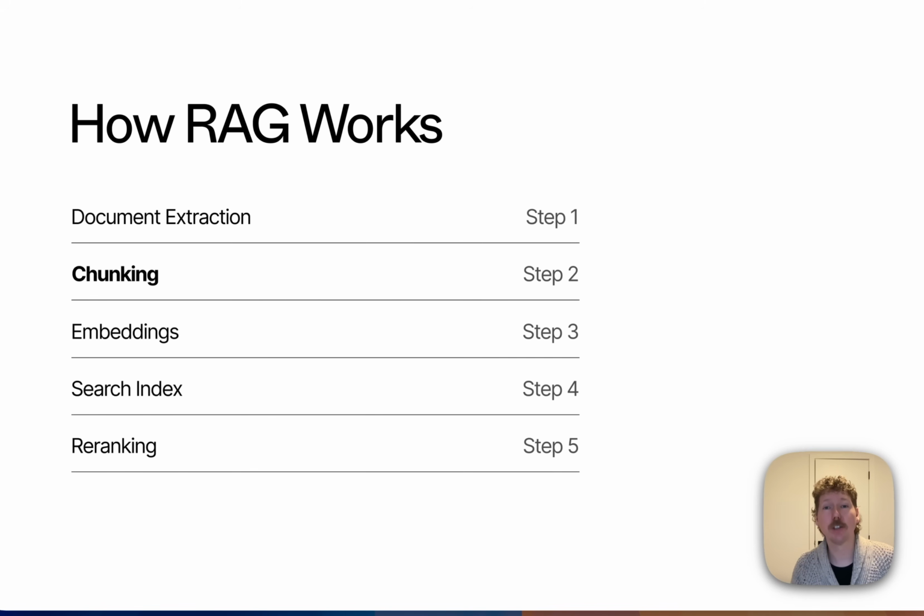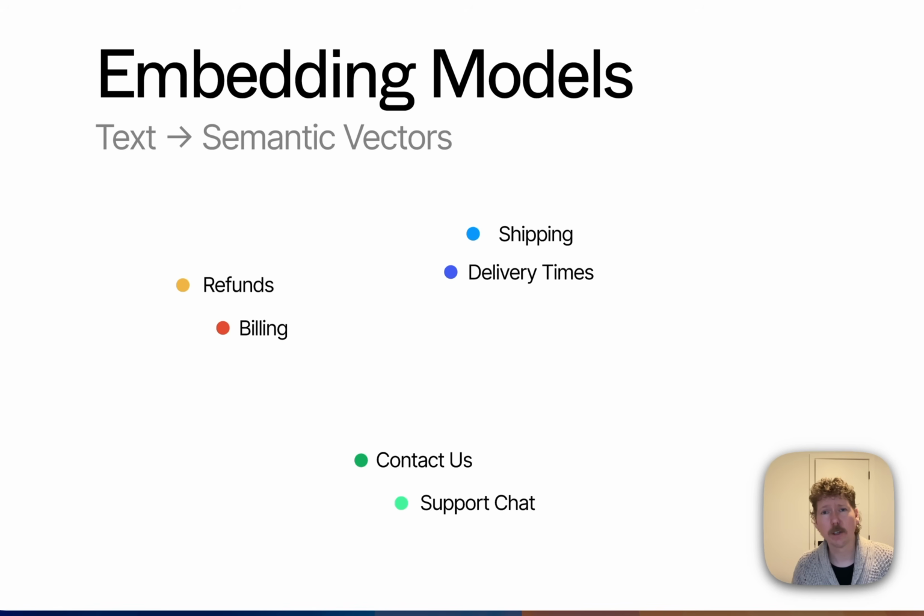All right, and after chunking comes embeddings. Now, embeddings are a fairly complicated technical concept, so we're just going to cover them at a really high level here. But if you want to learn more, I suggest going and doing some reading. The quick version is that embeddings are another type of AI model that can take text, in this case the chunks we just created, and create a semantic vector out of them. And by that, it's a numerical representation where similar concepts, semantically similar concepts, will appear near each other in space. So shipping and delivery times being near each other, contact and support, and refunds and billing.